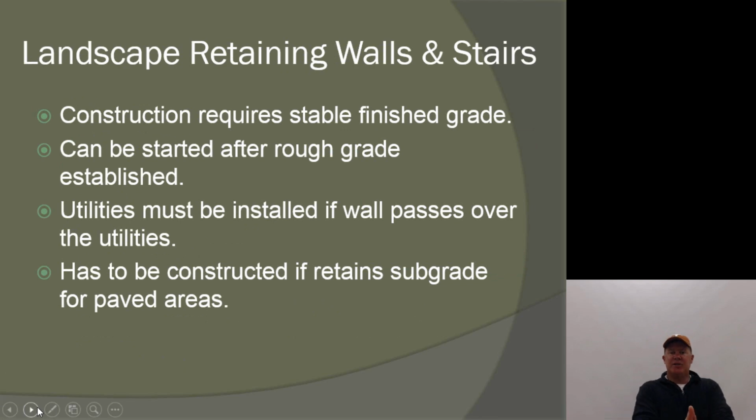All right, next we're going to install our retaining walls and our stairs. So construction at this point requires the stable finish grade for our walls. It can be started after the rough grade is established. The utilities need to be installed if the utilities are going to go underneath them.